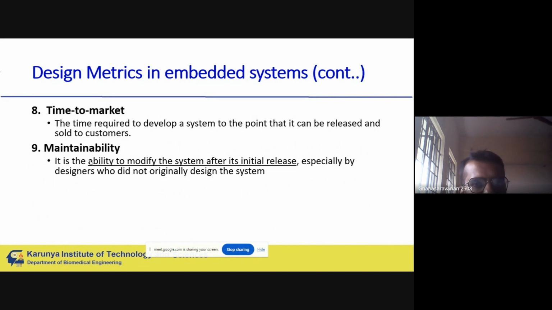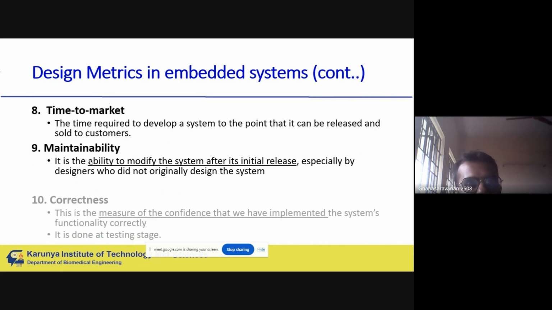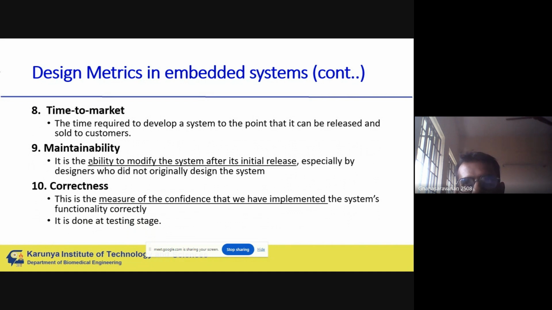Then maintainability, which is how far we are able to modify a system after it has been launched. Then correctness is about how far we have achieved the target or the design requirements. Correctness is a parameter which will indicate that the design we have made matches this many percent. It's not that we just give some value. Based upon some analysis, we justify that percentage.